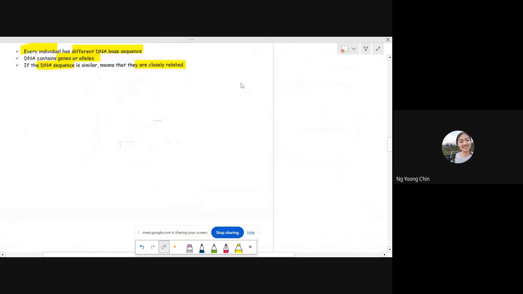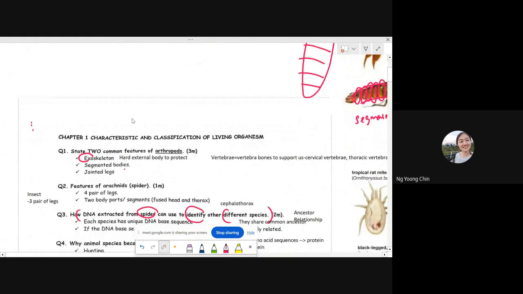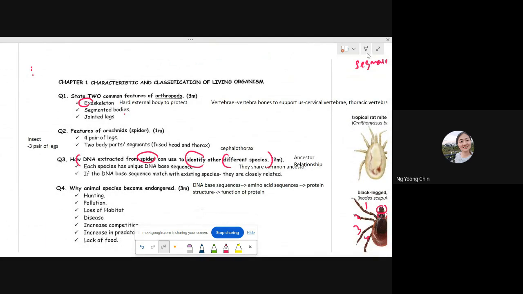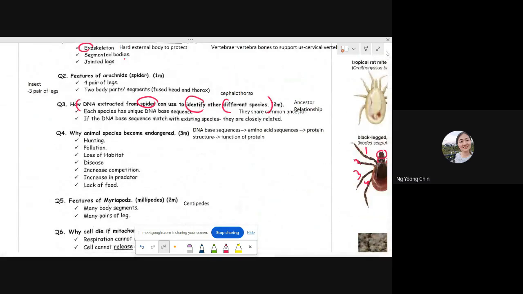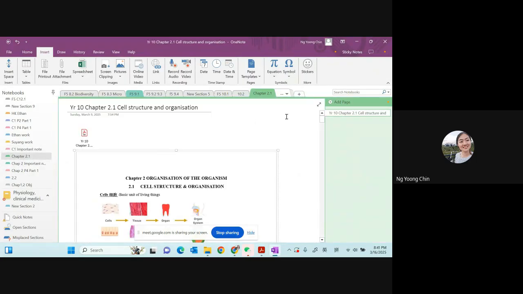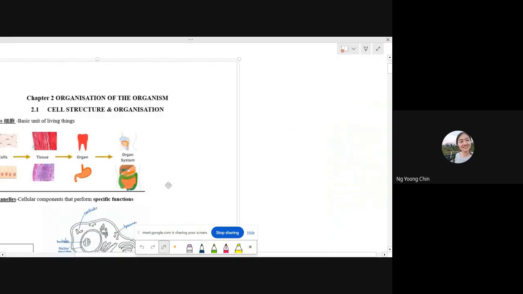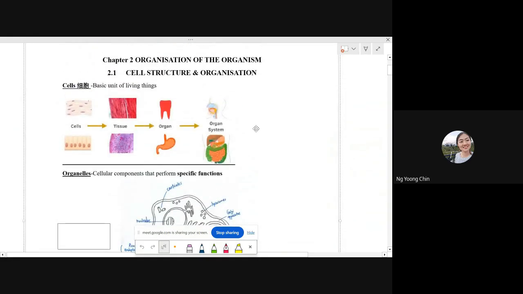Whenever you are doing revision, please remember to read through this chapter 1 important notes. For every chapter I will prepare the important notes, which include the common questions coming out in paper 4 and also the important definitions included in this chapter. Do you have any questions to ask me? Usually at this stage you can't think of questions unless you try the exercise, and then you will realize there are a lot. If you don't have questions, I will enter chapter 2.